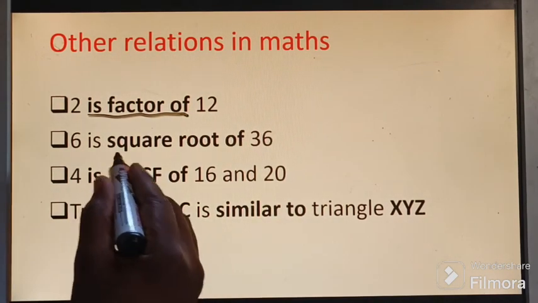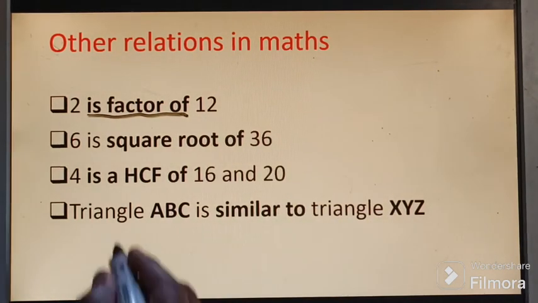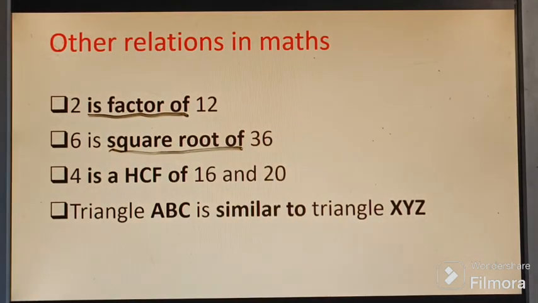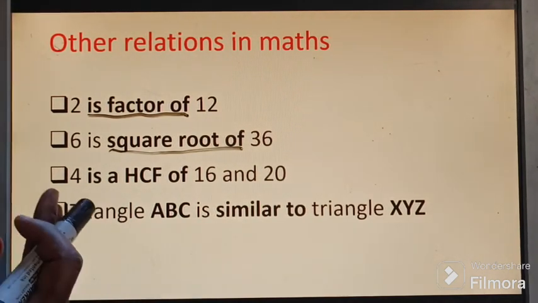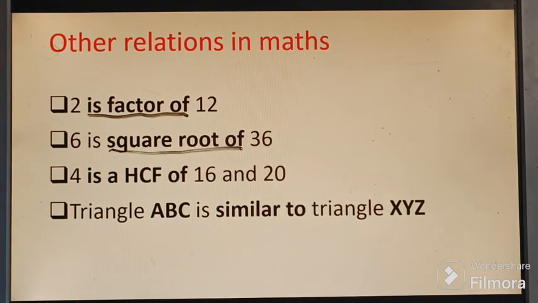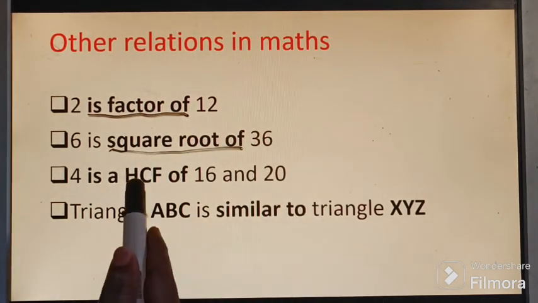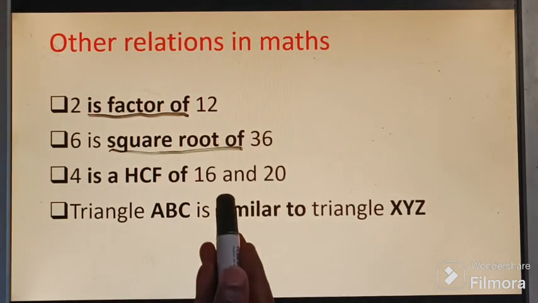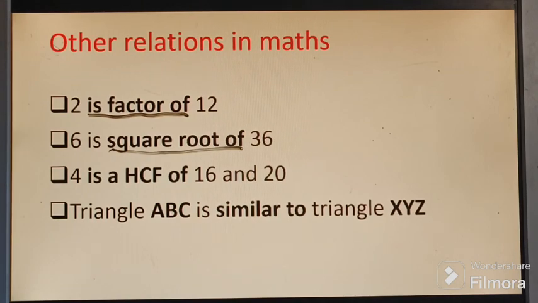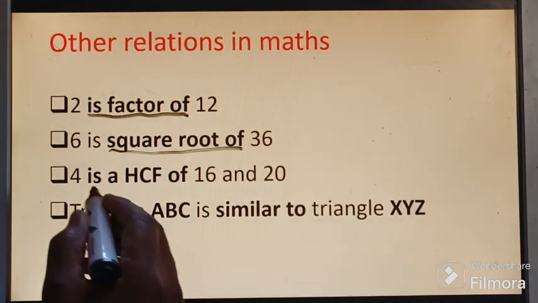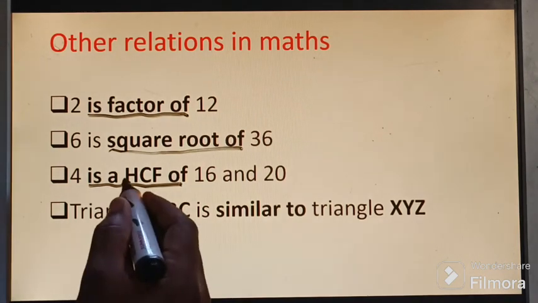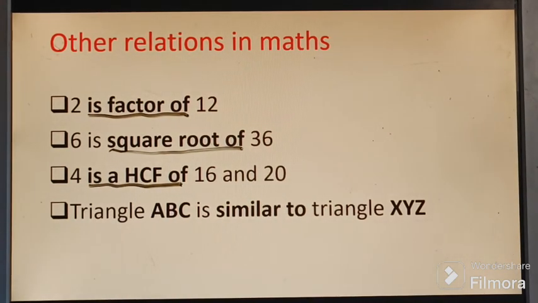6 is a square root of 36. So square root of shows us how 6 and 36 are related. Another example, 4 is the HCF, highest common factor, of 16 and 20. That's very true. And we're trying to show how 16 and 20 are related. So how are they related? They have a common factor, a highest common factor.